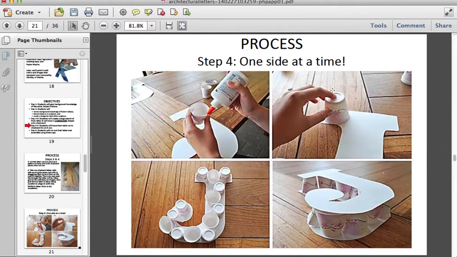This image shows you step by step how you're going to take cups and glue them all along the pathway of your letter.